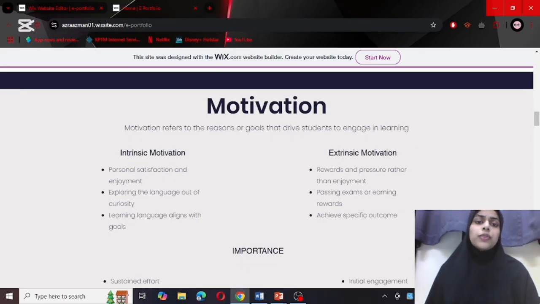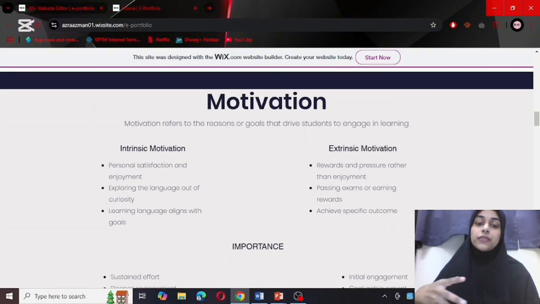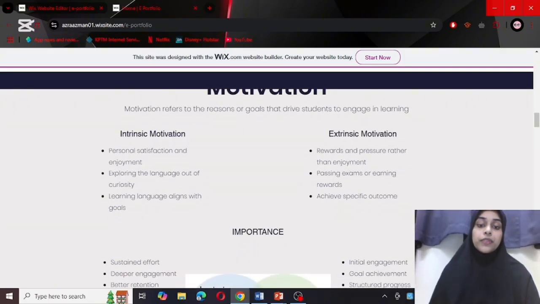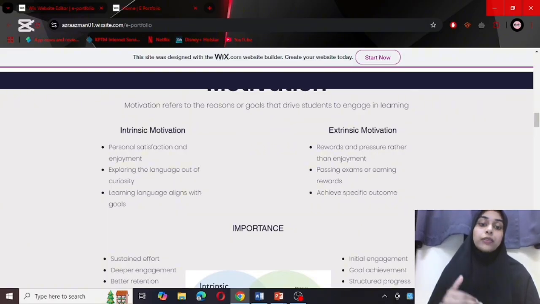Intrinsic motivation comes from the student. This type of motivation is from within the students. It's when they feel a personal sense of satisfaction or enjoyment in learning. Students might be curious about the language, eager to explore it out of their own interest, or find that learning aligns with their personal goals, for example. Intrinsic motivation often leads to deeper engagement and long-term learning because students genuinely want to learn.